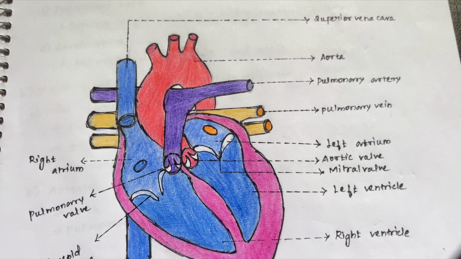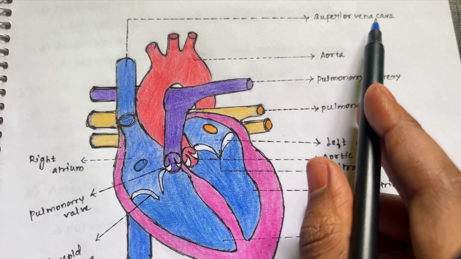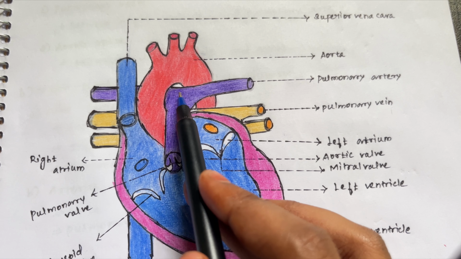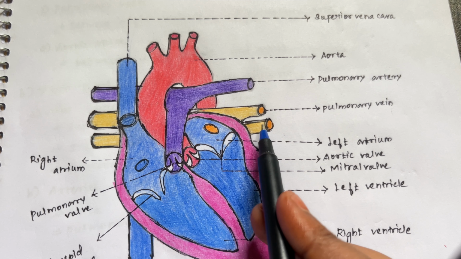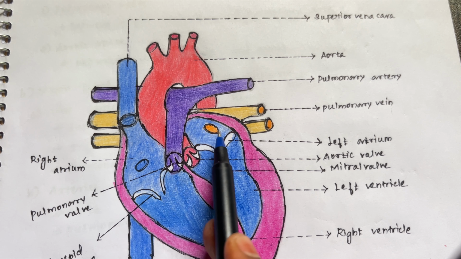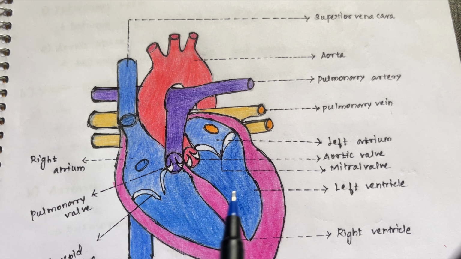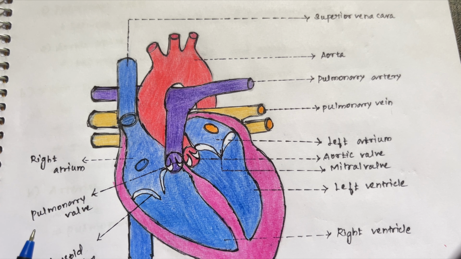Now I am going to explain you the structure of heart. This is called a superior vena cava and this portion is called aorta. This purple colored thing is called pulmonary artery and this yellow colored thing is pulmonary vein. This is right atrium. This is left atrium. This is right ventricle. This is left ventricle. These four are the chambers of the heart.